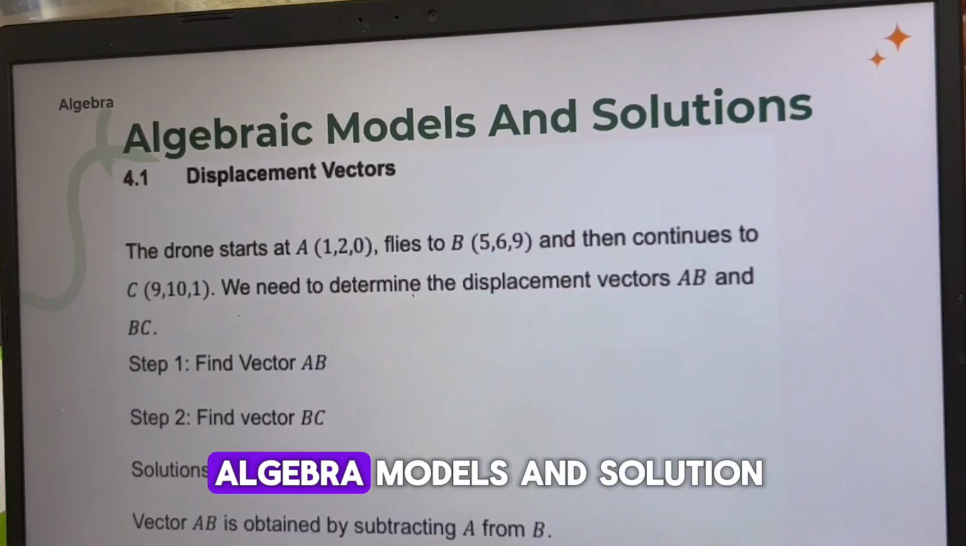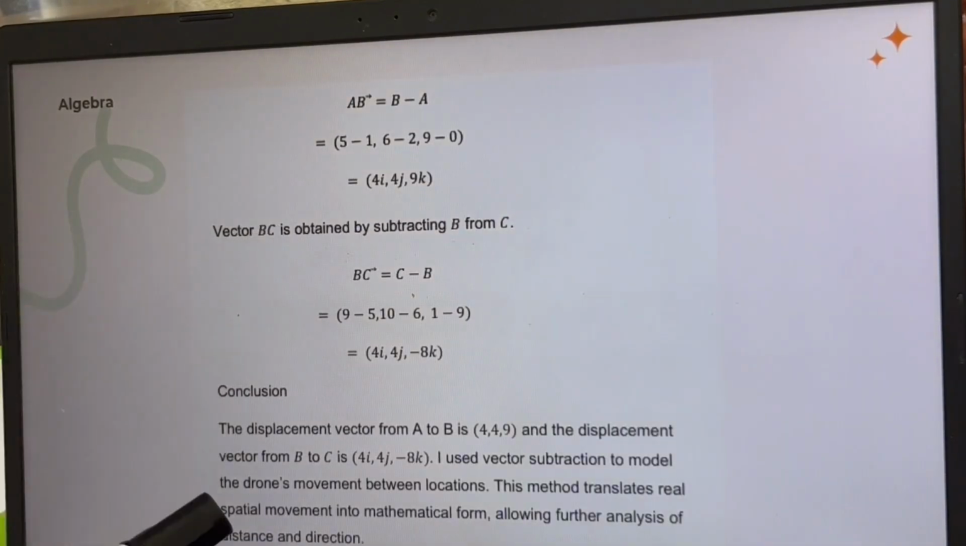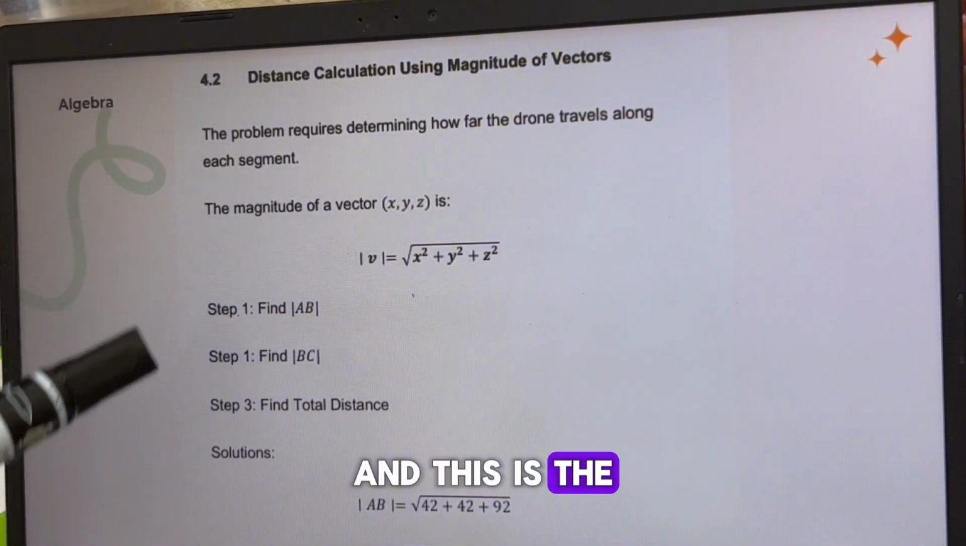Here are the algebraic models and solutions. The first one is displacement vectors. Here are my calculations. And this one is distance calculation using the magnitude of vectors. And these are the solutions for that.